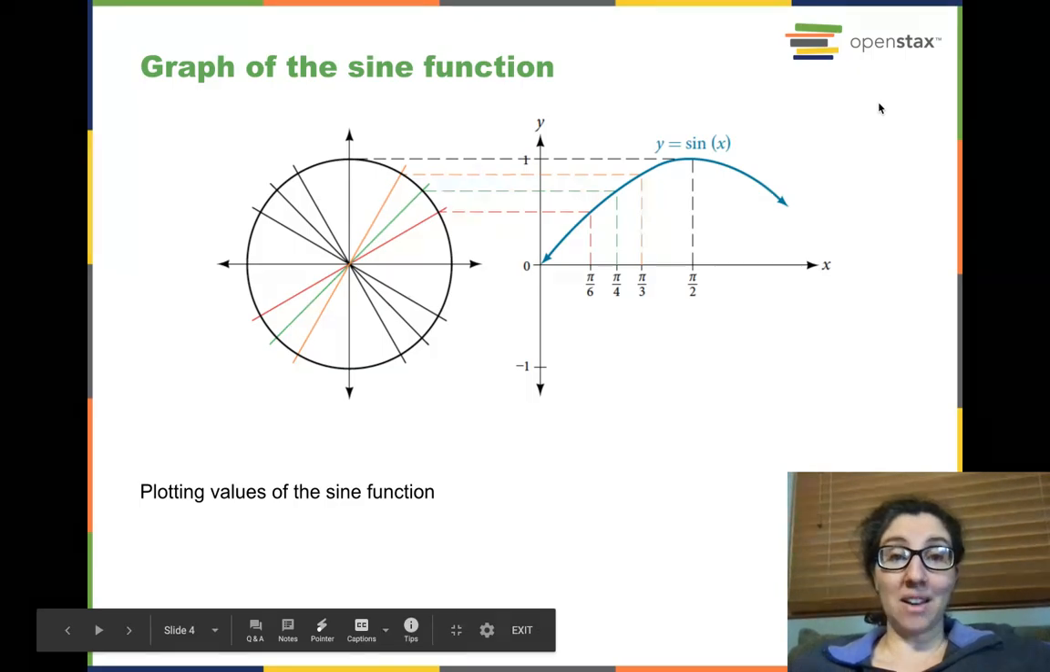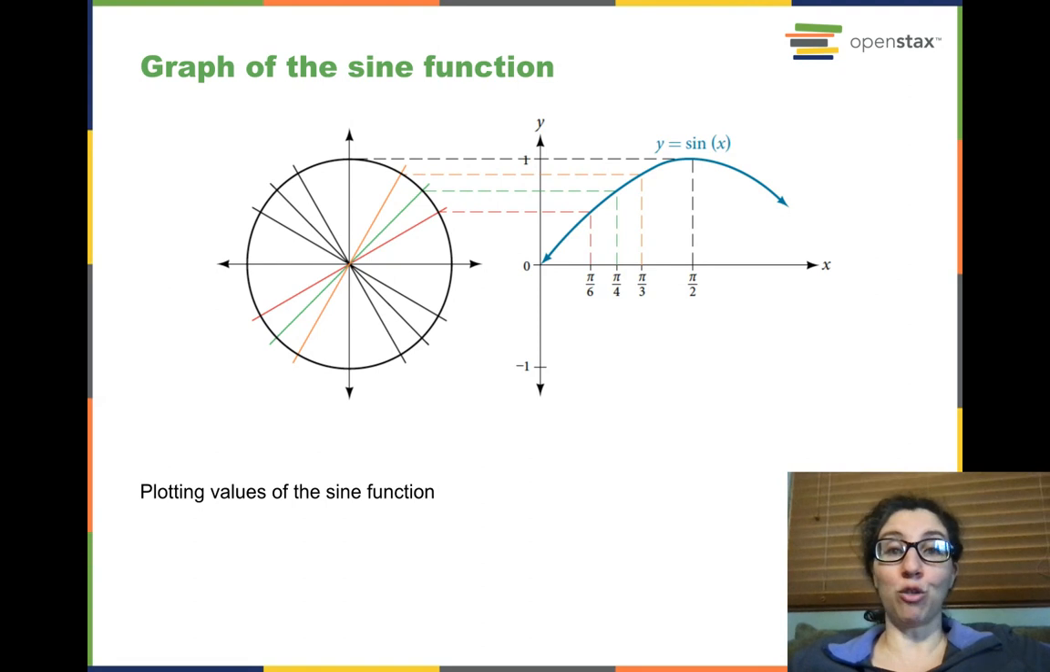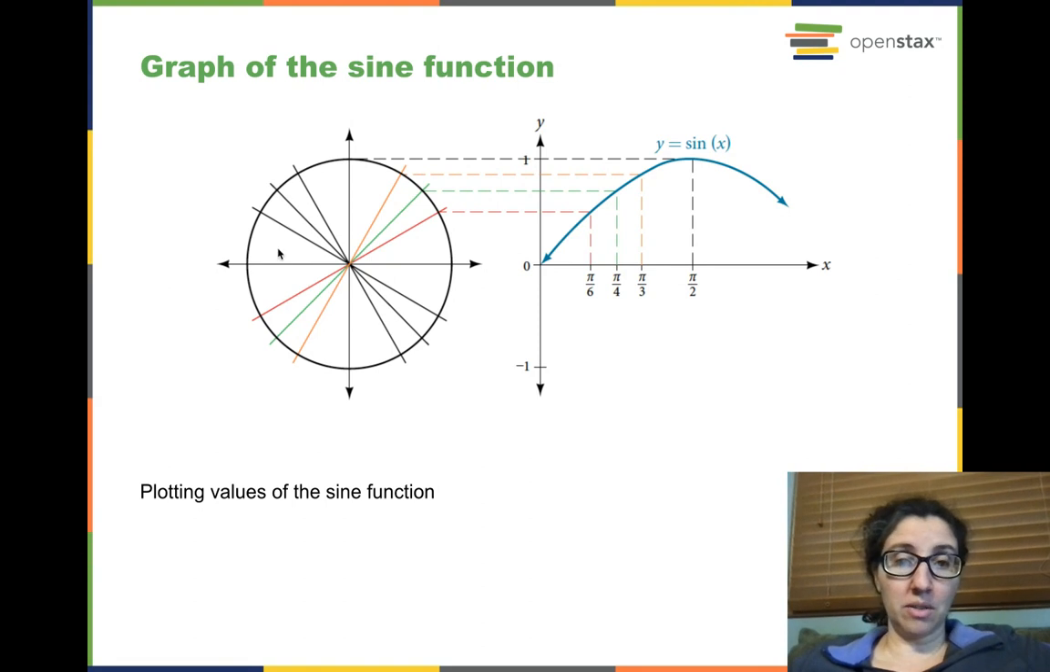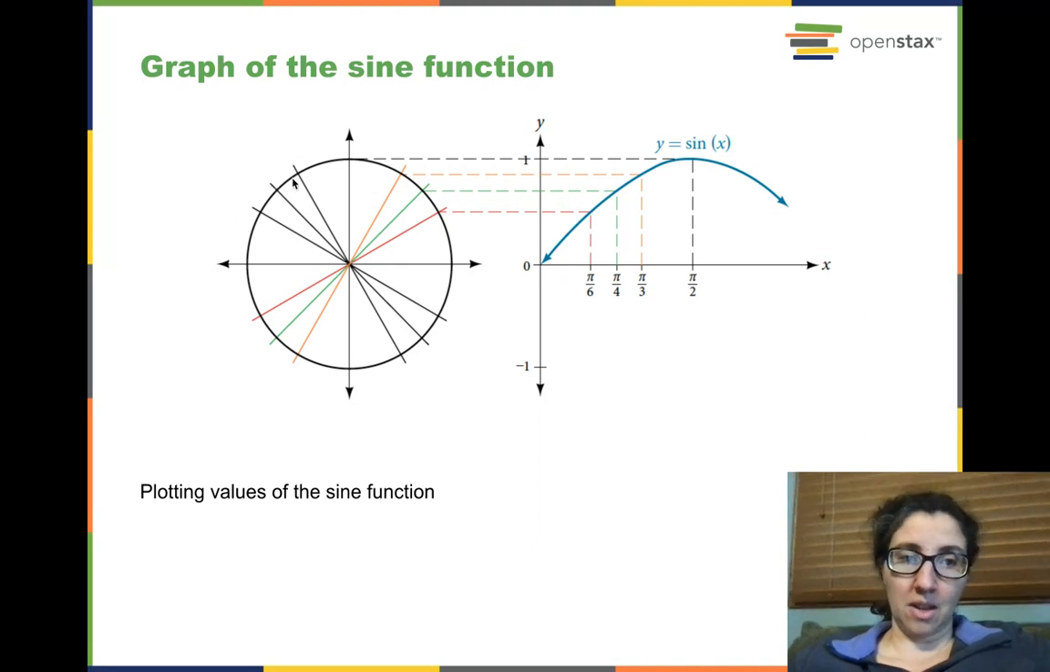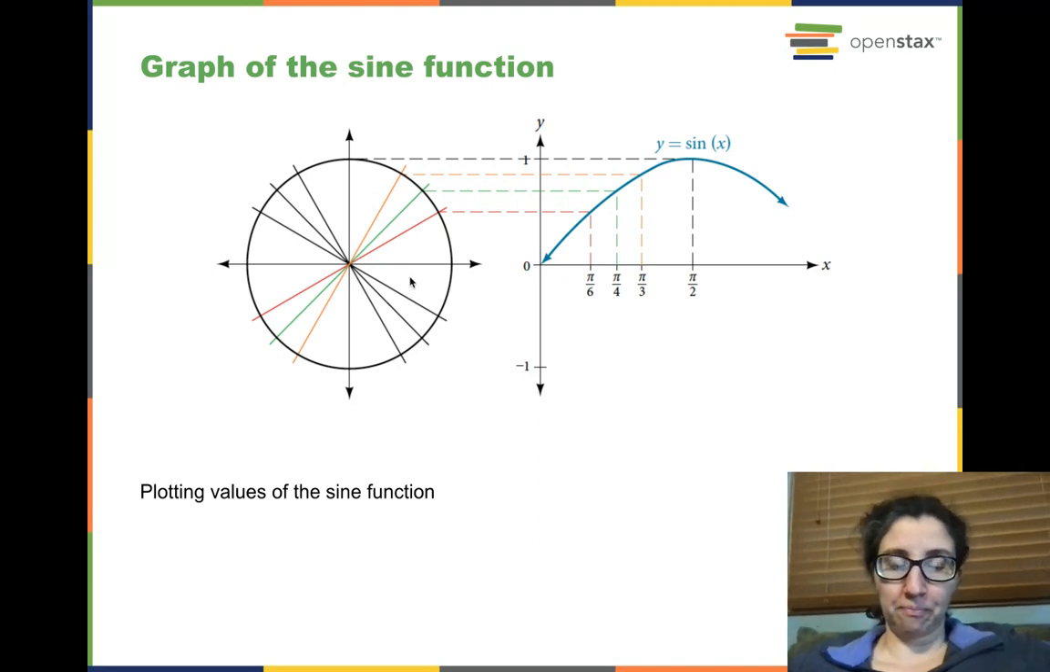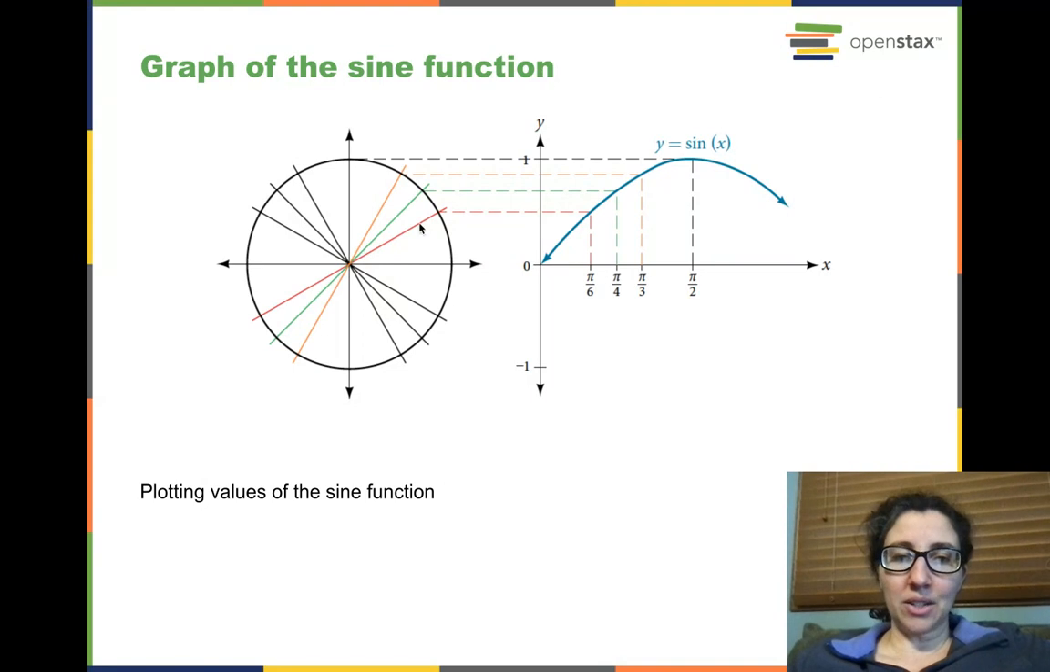Okay, we've talked about sines and cosines. Now we're going to talk about their graphs. So here's a unit circle and our special angles, right? This is pi sixths, pi fourths, pi thirds, and then going around. All right, so let's look.